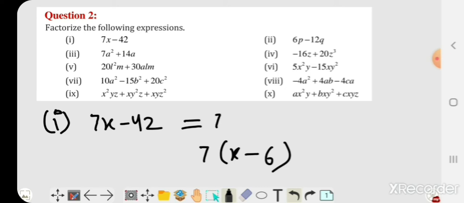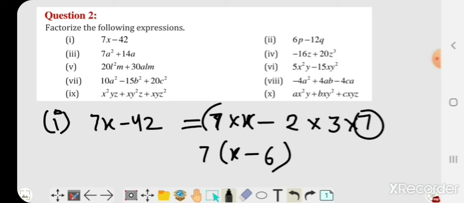7x means 7 into x, minus 42 means 2 into 3 into 7, 42. So what is common in these two? Yes, 7 and 7. 7 is common. x remains here, minus 2 into 3, 6. So in this way also you can do it. It's up to you how you want to do it.